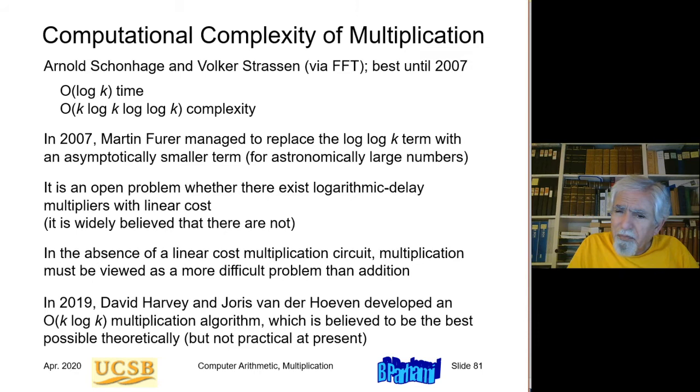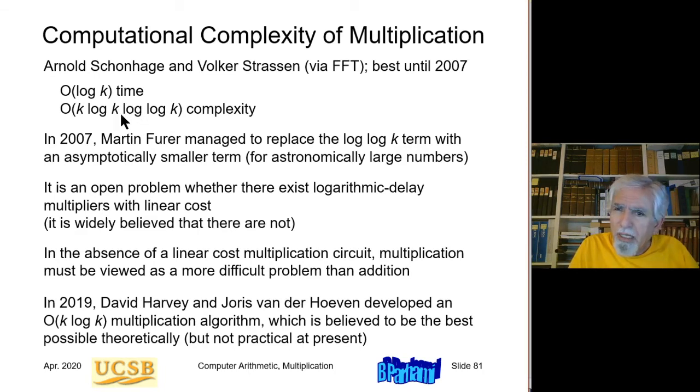Just last year, David Harvey and Joris van der Hoeven developed an order k log k multiplication algorithm. So they basically solved the open problem of whether we can remove this term log log k completely. But theirs was a theoretical study. In other words, their study does not lead to a practical multiplication algorithm for the usual reason that order k log k is not practically advantageous if it comes with a huge constant in front of it.